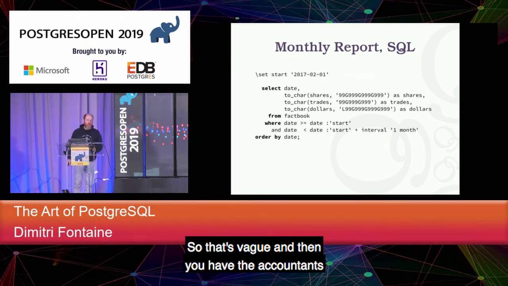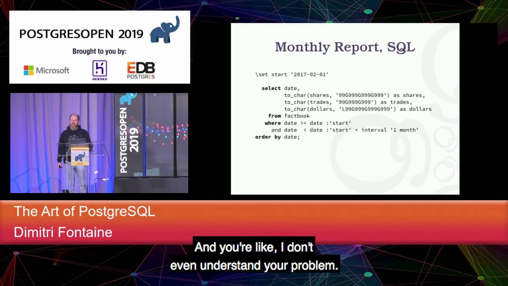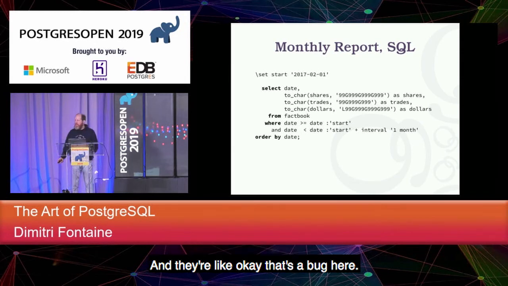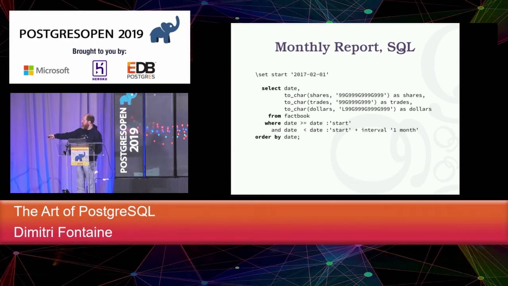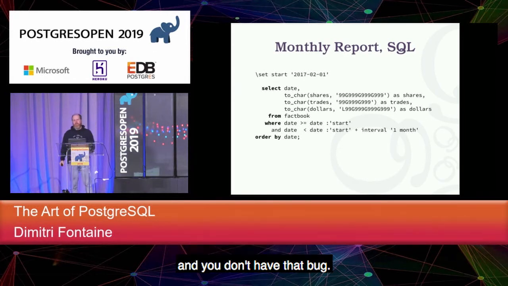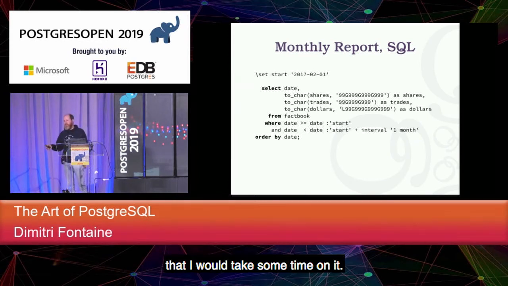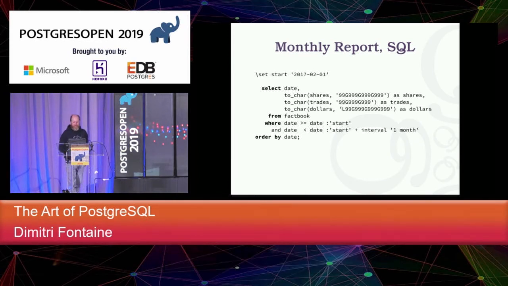So that's a bug. And then you have the accountants running to you and trying to explain the data with you because they will never have the same result as you have. And you're like, I don't understand your problem. And you're okay, that's a bug here. So you use greater than or equal and less than strict. And you don't have that bug. So that's a small trick. Maybe you knew about it already, but I've run through many developers enough that I would take some time on it.